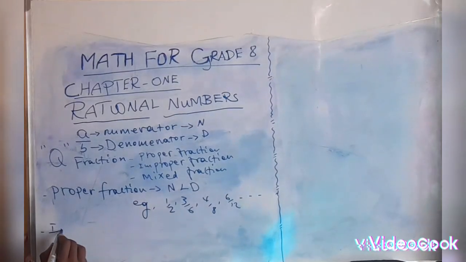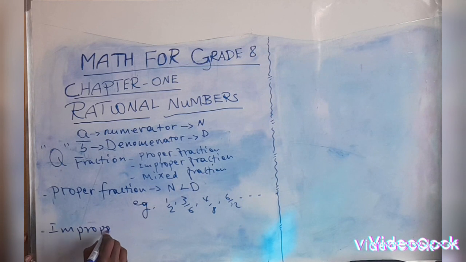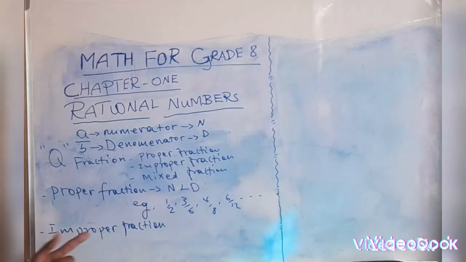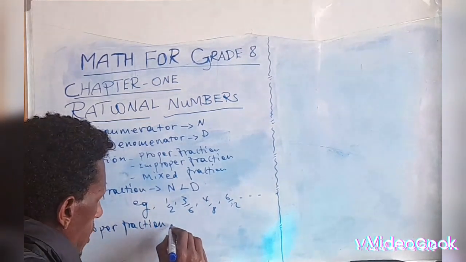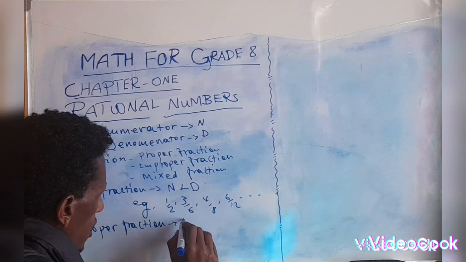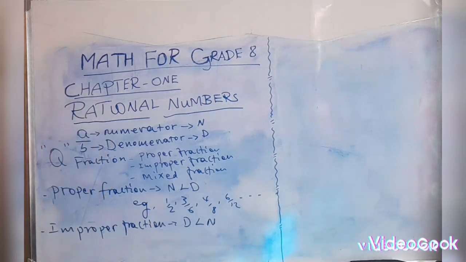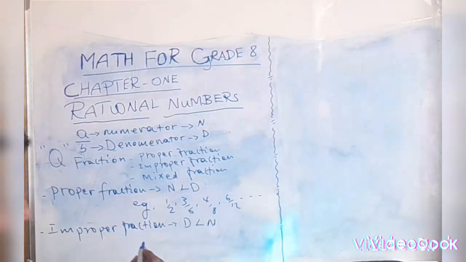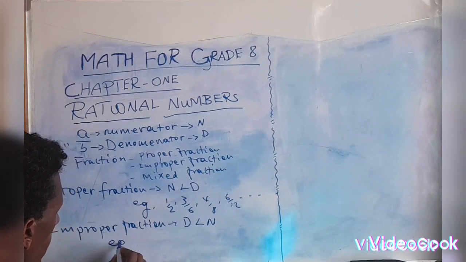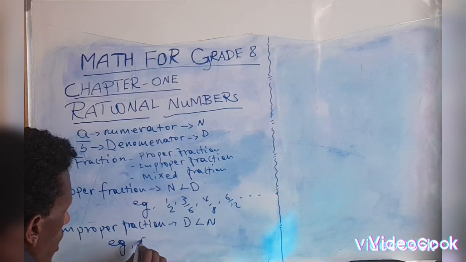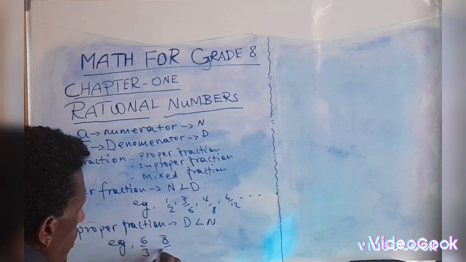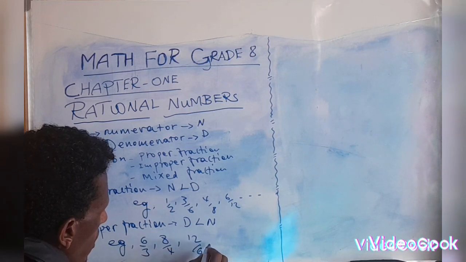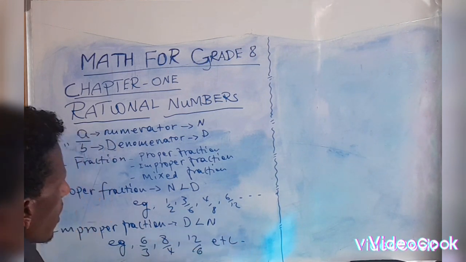In the case of an improper fraction, the denominator is less than the numerator. So the reverse of the first example is true for this one. You can take as examples 6/3, 8/4, 12/6, and so on.